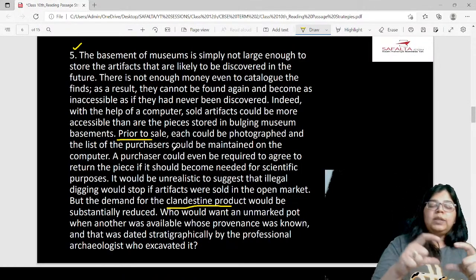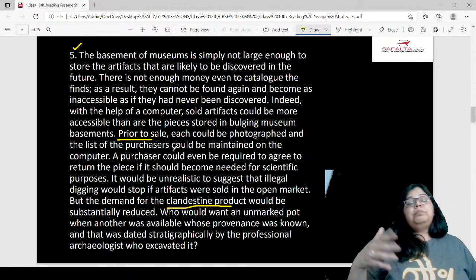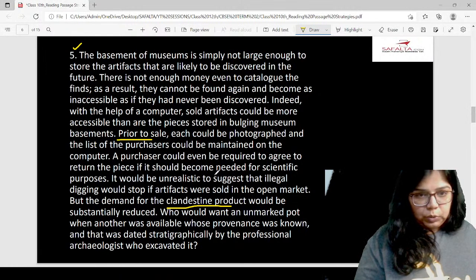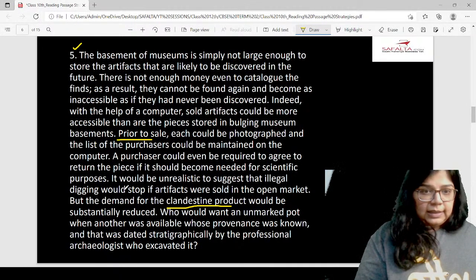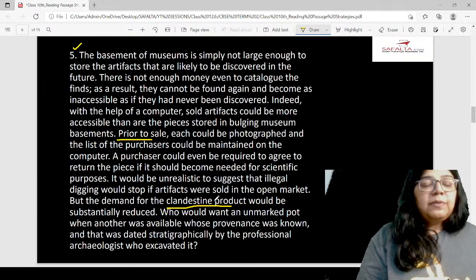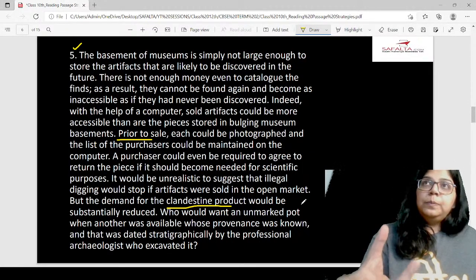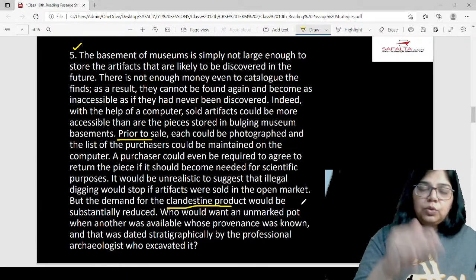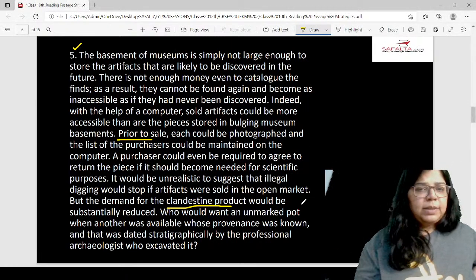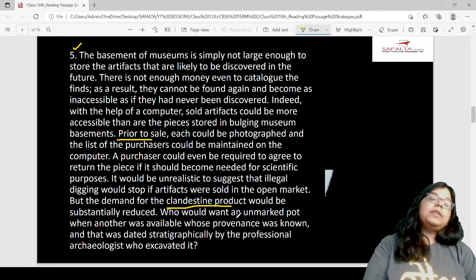So what they are saying is, prior to the sale of those artifacts, you can click a picture of those artifacts, and the people who are actually willing to purchase it, their list should be there on the computer. Then it says it would be unrealistic to suggest that illegal diggings would stop if artifacts were sold in the open market. So it's saying that if you think that you are going to sell these artifacts through a proper channel, then the illegal diggings would stop, you're sadly mistaken. That's not going to happen. But the demand for clandestine products would be substantially reduced.